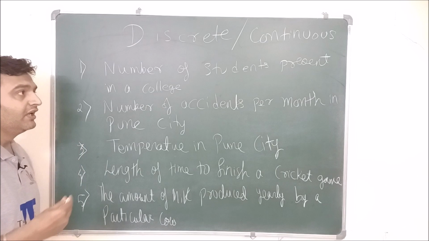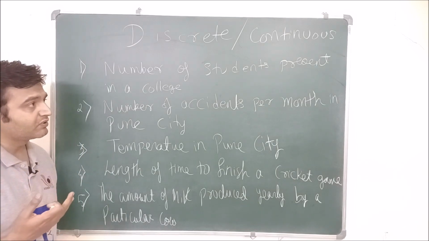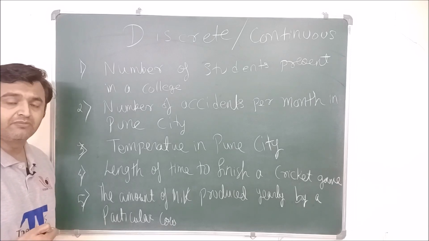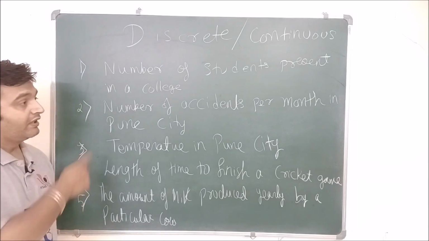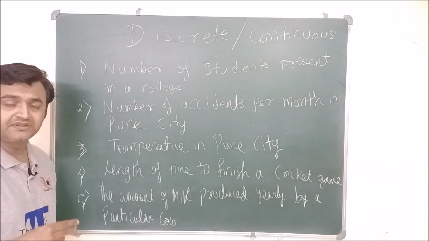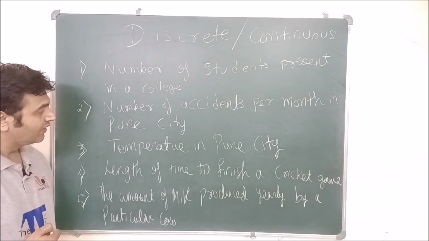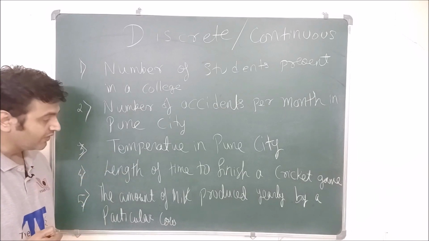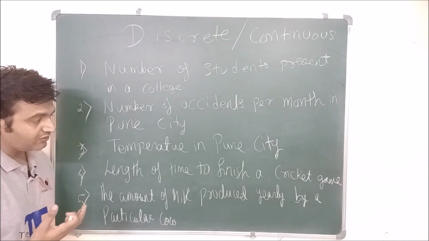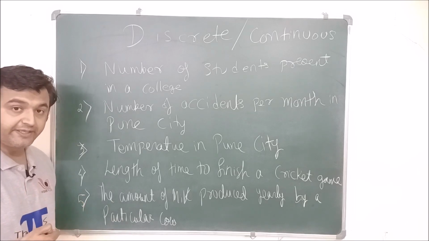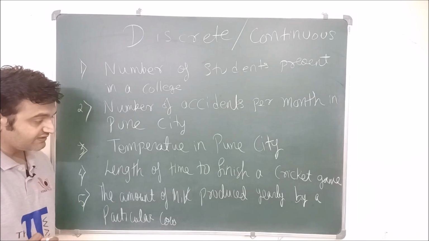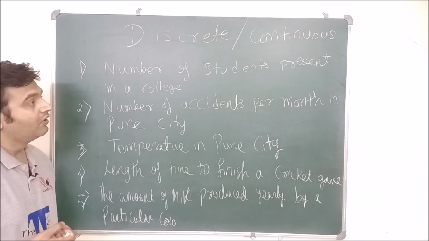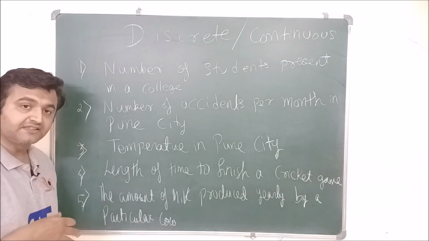The first question is, we have to count the number of students present in a college. Will this fall into a discrete random variable or a continuous random variable? Number of accidents per month that happen in a certain city. The third example is, what will be the temperature in some city. The fourth question is, length of time to finish a cricket game. The fifth one is, the amount of milk produced yearly by a particular cow. Okay, so just pause the video and answer these 5 questions.